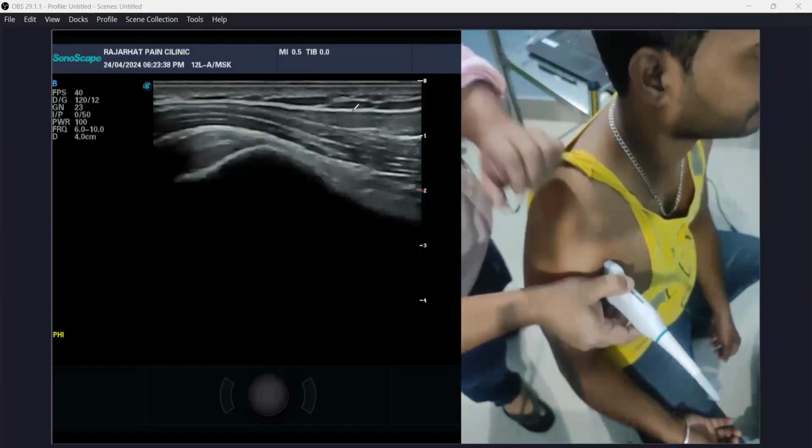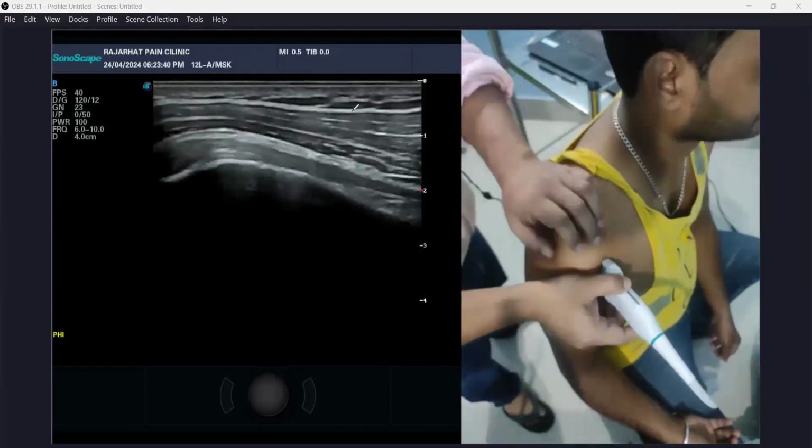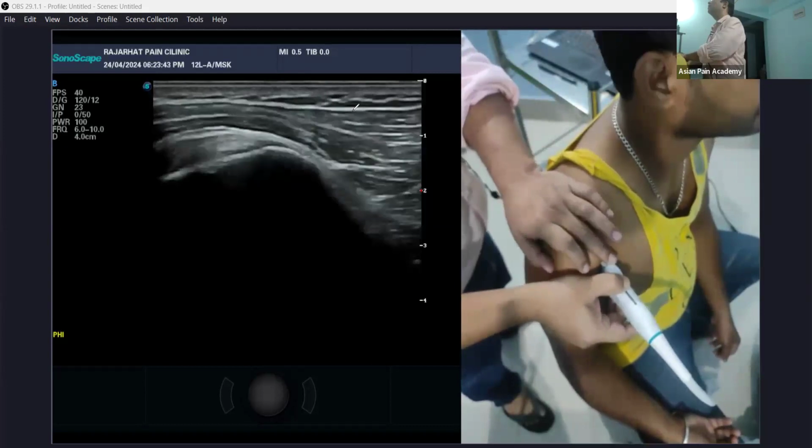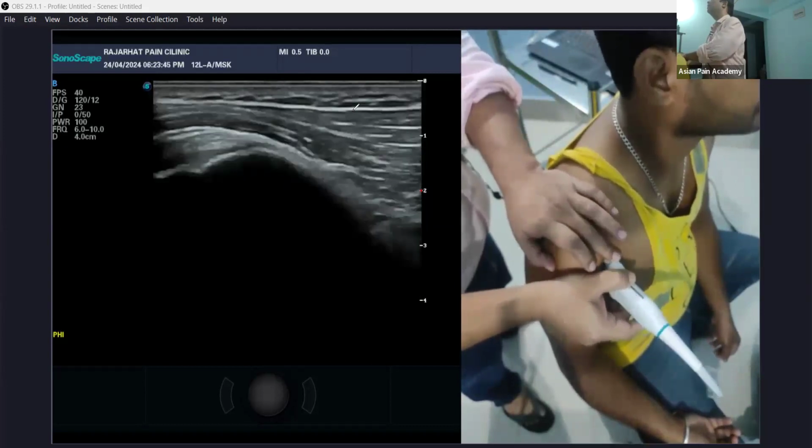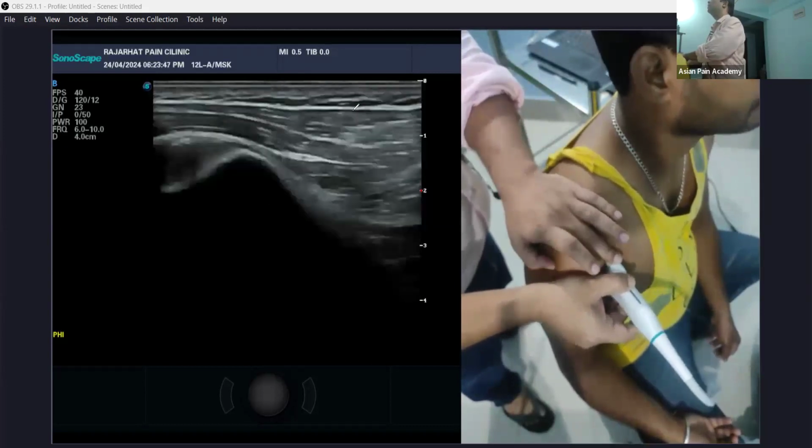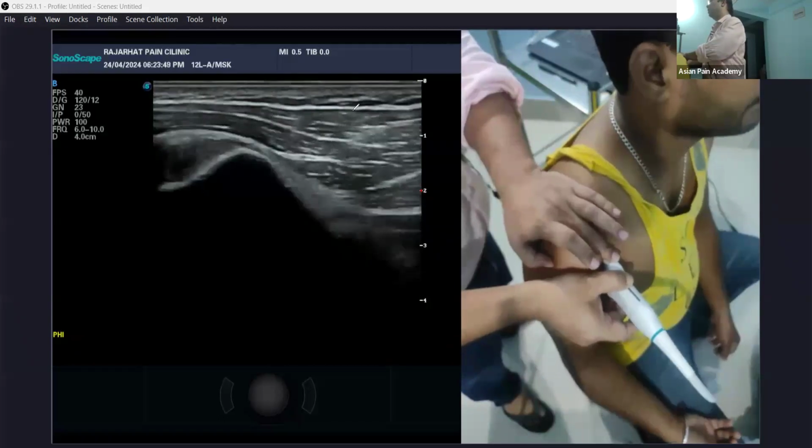Sir, can you mark and show with the markers? Okay, okay, okay. I thought this was very easy to understand. Okay, just freeze, freeze.